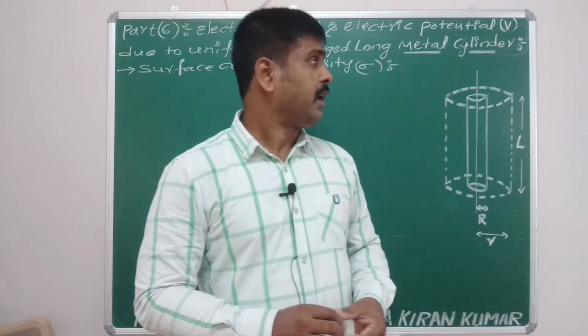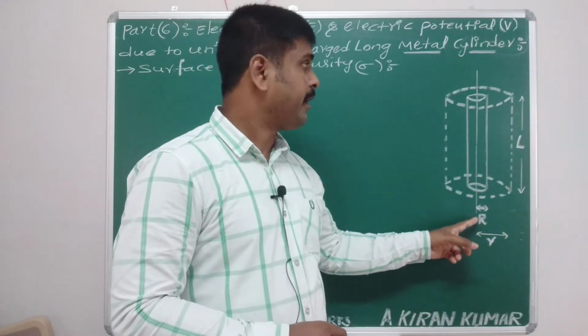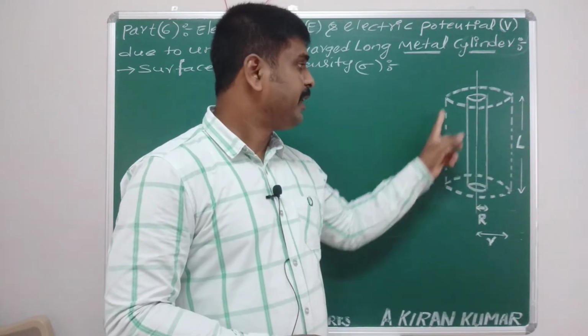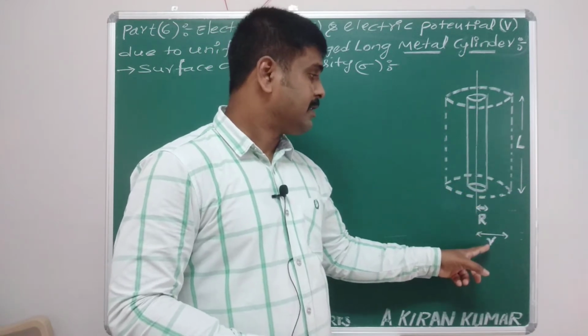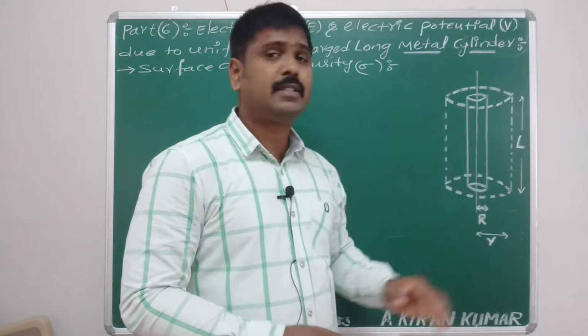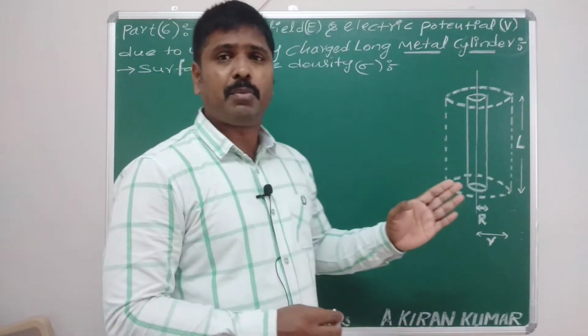Today's topic is electric field intensity and electric potential due to a uniformly charged long metal cylinder. This is the metal cylinder of radius capital R and length capital L. Assume a Gaussian cylinder, shown by the dotted lines, of radius small r and the same length capital L.